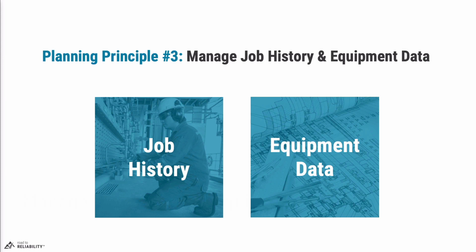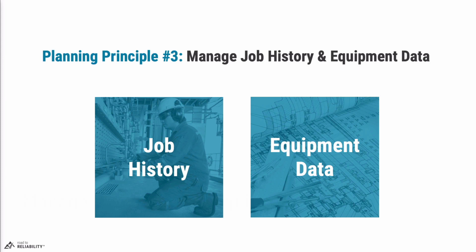Now, be careful, your planner is not a reliability engineer. Your planner should not be doing root cause analysis. Your planner should be looking at the history to identify how the job plan can be improved. Now, we're going to talk a lot more about this process of capturing history and reviewing and improving our performance later on in the course, in Module 8. The second part of this planning principle is all around managing equipment data.